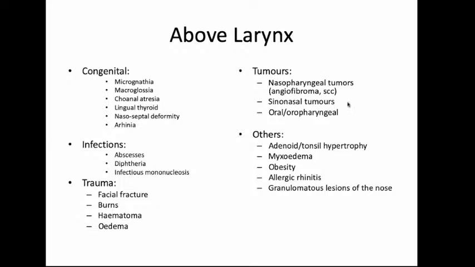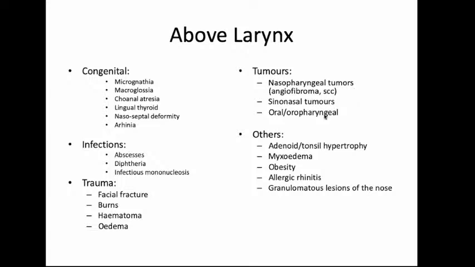Among the tumors above the larynx, the commonest is nasopharyngeal carcinoma, which is in the nasopharynx, and it can grow down all the way into the oropharynx. Juvenile angiofibroma, sinonasal tumors in the sinuses that are growing posteriorly, and in the mouth, oral cavity and oropharynx, you could have squamous cell carcinoma of the tongue, or of the buccal cavity, or of the tonsils, causing obstruction at that level.